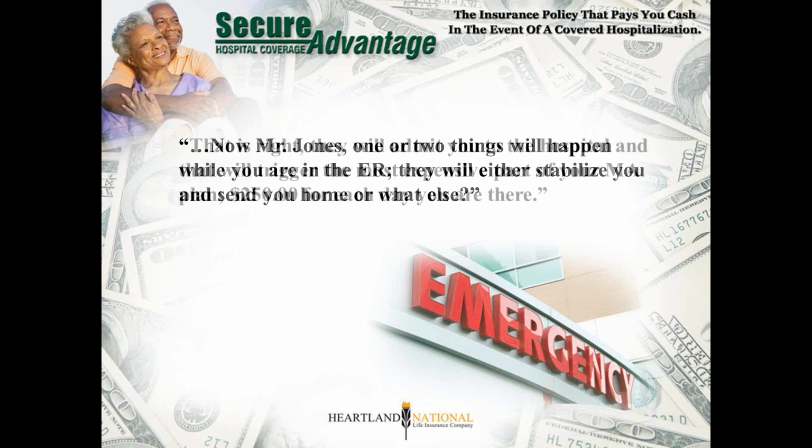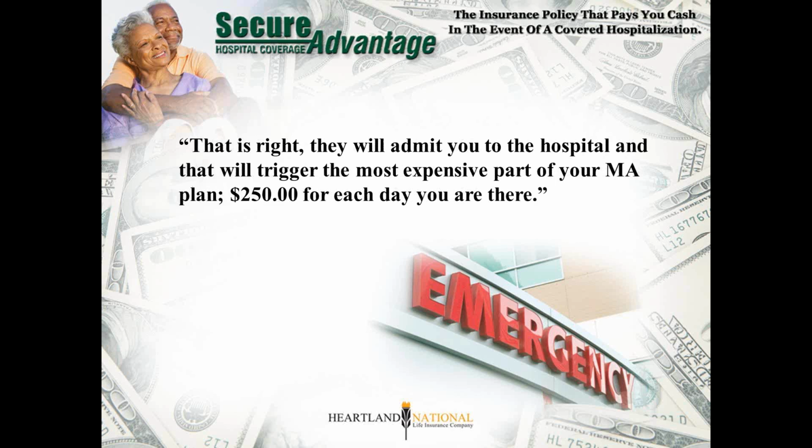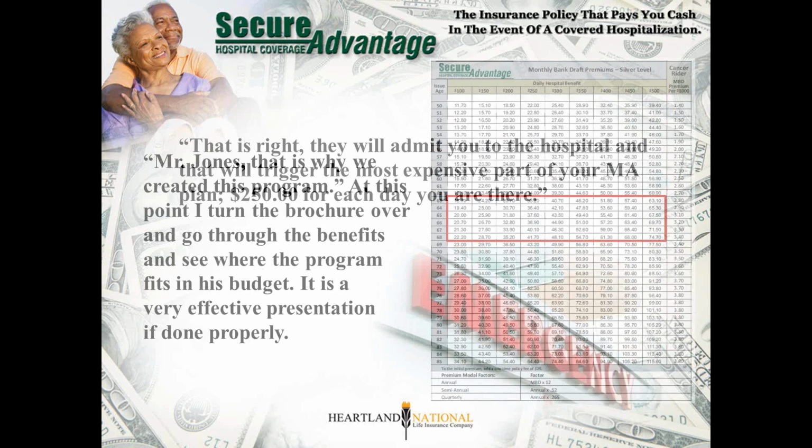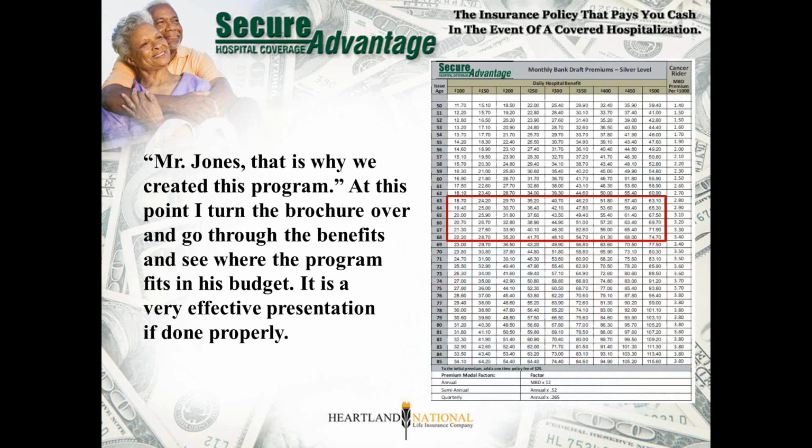At that point, Mr. Jones will say, they're probably going to put me in the hospital. That's when I agree with him. I say, that's correct, Mr. Jones. They will admit you to the hospital, and now that's going to trigger the most expensive part of your MA plan, that $250 for each day you're there. Again, I point back to my legal pad to get to $1,750, and then I simply turn the brochure over, and on the back of it is the rate sheet right there in front of you.